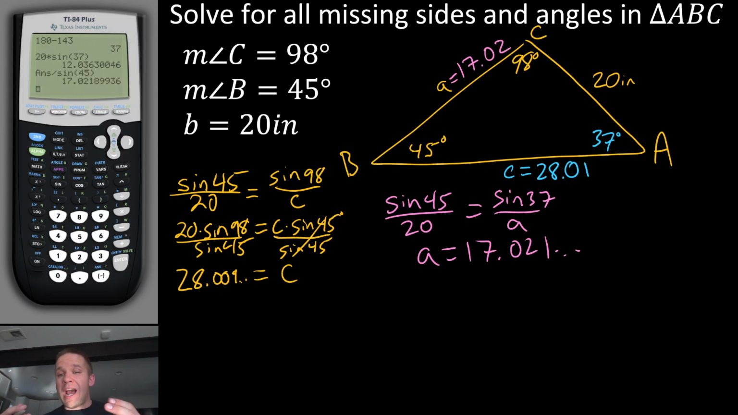So if I round that, I've got 17.02. Do I have all missing parts? I've got my three things that I solved for. I have now solved this triangle. That is what it's asking for. I am done. Boom, baby. That's awesome. That is so awesome.